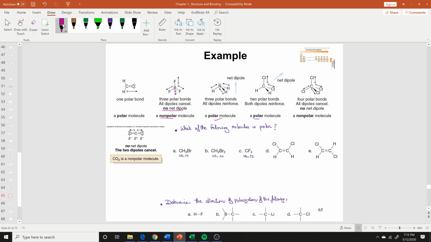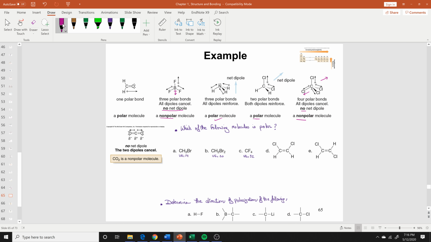With these two, it's going to cancel because these two have a resultant going down, and then you have the same elements. These are all chlorines, so these two vectors are going to cancel out. Or you can do it like this. The net dipole of these two goes this way. The net dipole of these two goes this way. They are equal forces, the same force pulling opposite ways. So the net dipole is going to cancel out. So the molecule is going to be nonpolar.